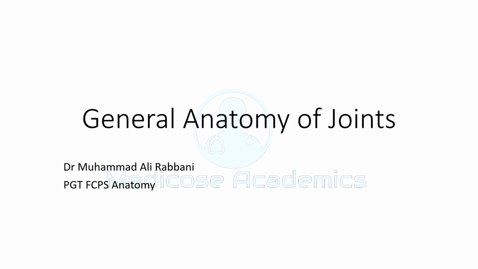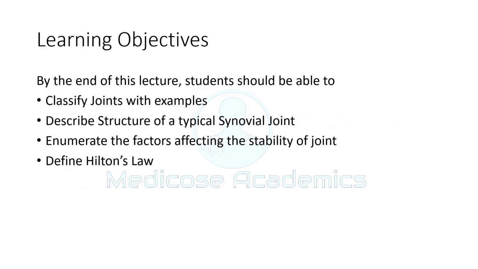I'm a Part 2 resident of FCPS Anatomy, and today on the forum of Medicose Academics, we are going to discuss general anatomy of joints. By the end of this lecture, you should be able to classify joints with an example of each, describe the structure of a typical synovial joint, and enumerate the factors that affect the stability of a joint. We will also discuss Hilton's law and how to define it.